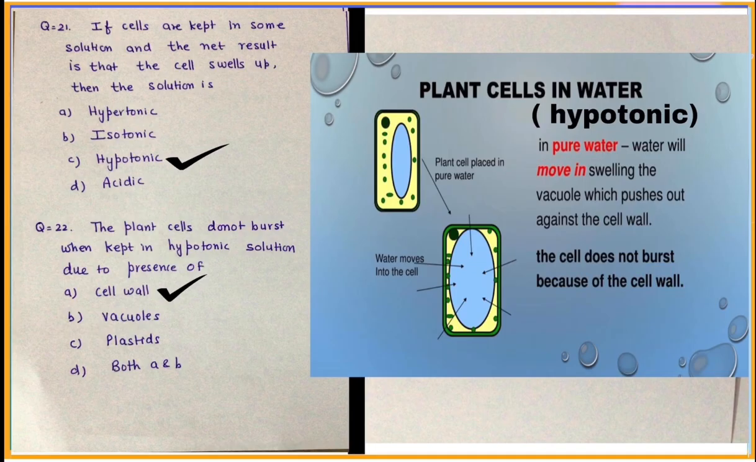Question number 21. If cells are kept in some solution and the net result is that the cell swells up, then the solution is hypotonic. Question number 22. The plant cells do not burst when kept in hypotonic solution due to the presence of cell wall. Hypotonic solution में plant cell के अंदर पानी तो चला जाएगा, but because of the presence of rigid cell wall, the cell will not burst. So correct choice is A.